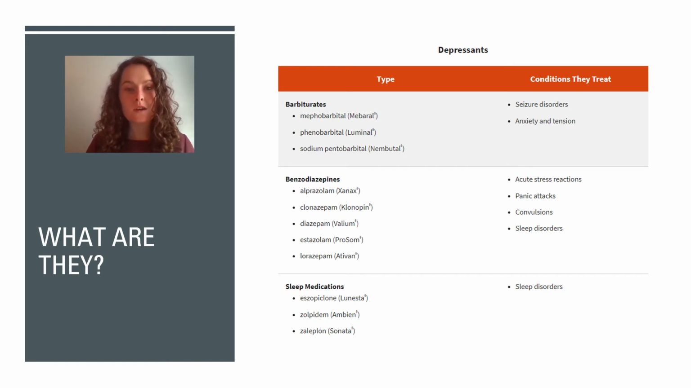So what these drugs are going to do is they're going to really calm everything down. They're going to calm the activity that's happening in your brain and your spinal cord. They're going to calm your nerves, relax your muscles. They're really just going to slow everything down. That's why these drugs are often prescribed as sleeping aids or to help with anxiety.